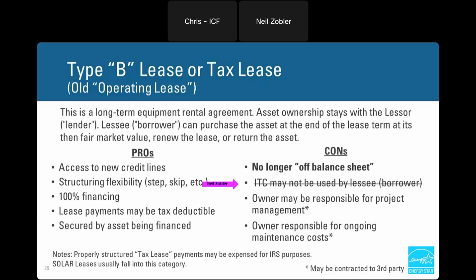The Inflation Reduction Act has changed that, which is why I just put a line through it, just to remind you this is a change. Owner may be responsible for management, maintenance, and a little note about tax leases. They can be expensed for internal revenue purposes. However, they have to appear on the financial statements for financial reporting purposes. And solar leases tend to fall into this category.